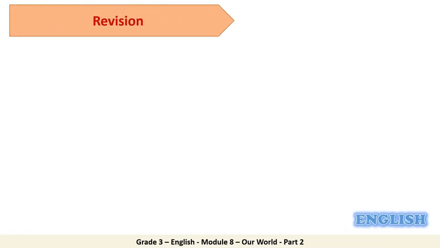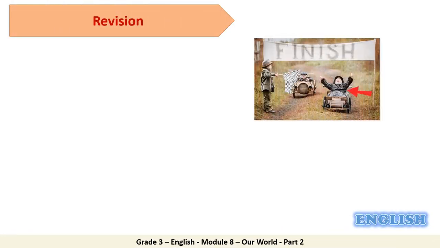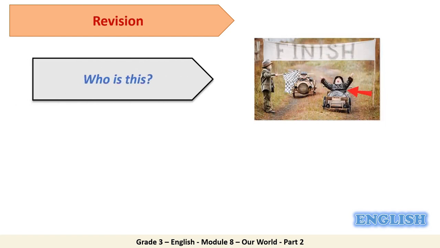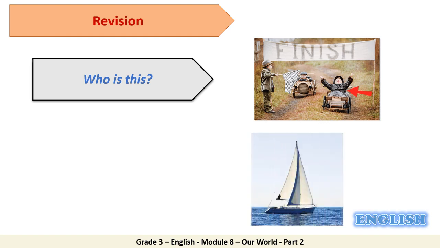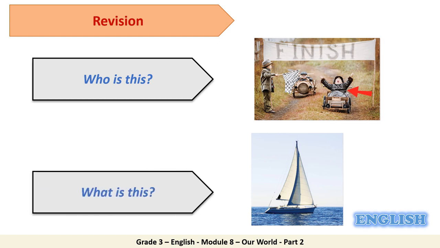Now, let's continue with our revision. Let's check out this picture. Look at the boy. Can you tell me, who is this? Wonderful! He's the winner. Finally, let's take a look at this picture. What can you see? What is this? Wonderful job! It's a sailing boat. That's correct.